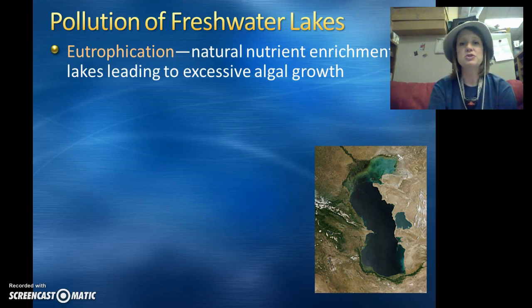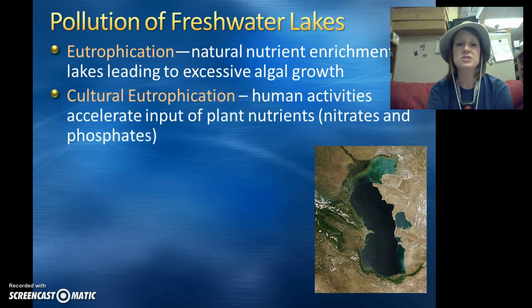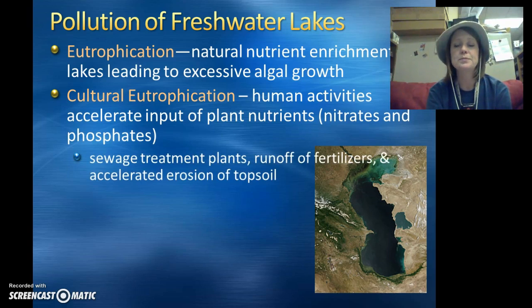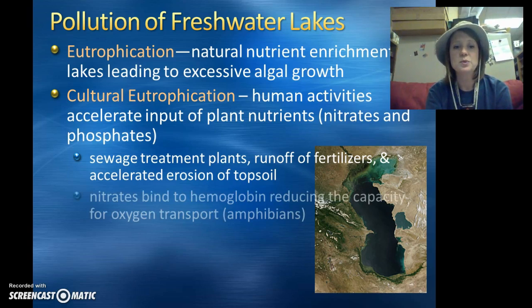And then we've talked about eutrophication many times. Whenever you add nutrients to the water, mainly nitrogen and phosphorus, or nitrates and phosphates, that's going to lead to excessive algae growth. Cultural eutrophication: remember, anytime you hear the word cultural or anthropogenic, it means having to do with humans. So cultural eutrophication is eutrophication or nutrient enrichment caused by humans. So a lot of times that comes from runoff of fertilizers, runoff of animal manure from feedlots, sewage treatment plants pumping waste into the water, even erosion of topsoil can do that as well.